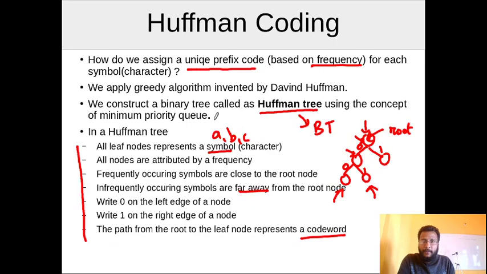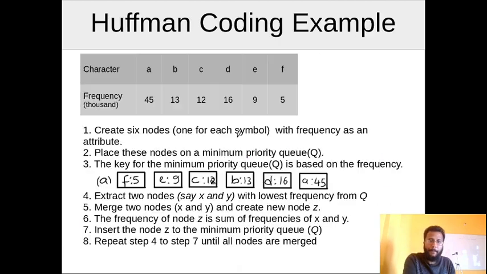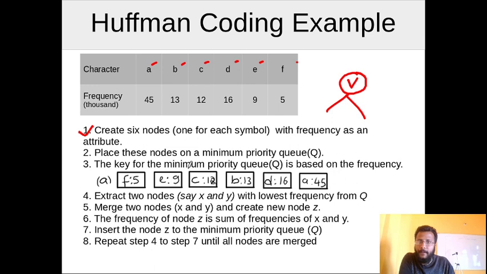One more thing, we will be using something called a minimum priority queue to solve this problem effectively. Alright, I am assuming that you already know what a minimum priority queue is. Okay, so first thing first, step number 1. First we need to create 6 nodes, because there are 6 characters. You know what a node in a tree is, right? A node is going to have a value, a left subtree and a right subtree. We are going to create 6 nodes, one for each symbol, with frequency as its attribute.